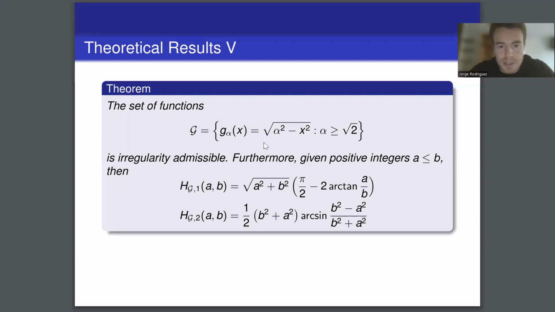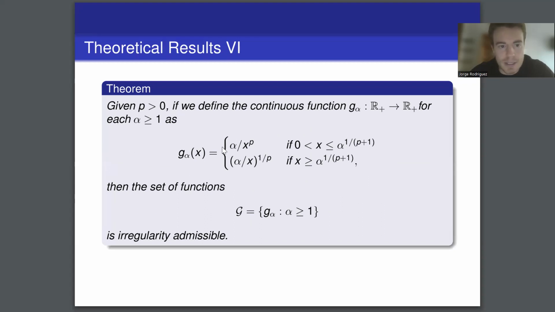In particular, for this particular set of functions, we get that the length of the graph has this particular functional form in the first line, and the area under the graph has this particular functional form. And again, summing up the first expression over all the edges connecting two vertices, we get the irregularity Sombor index 1, and summing up the second expression over all the edges connecting two vertices, we get the irregularity Sombor index 2.